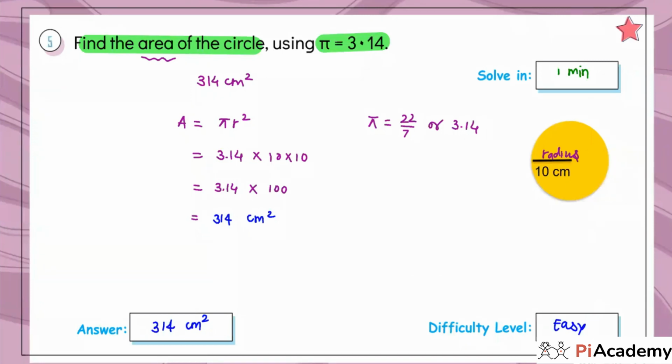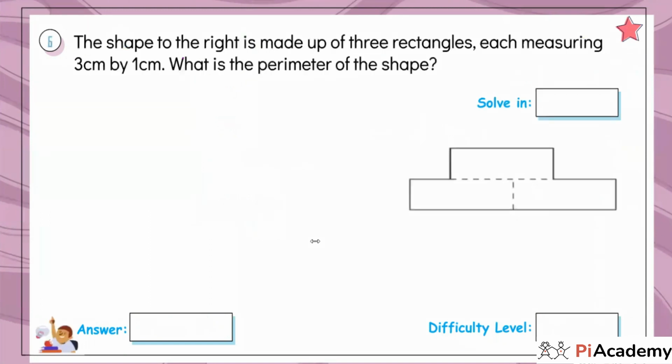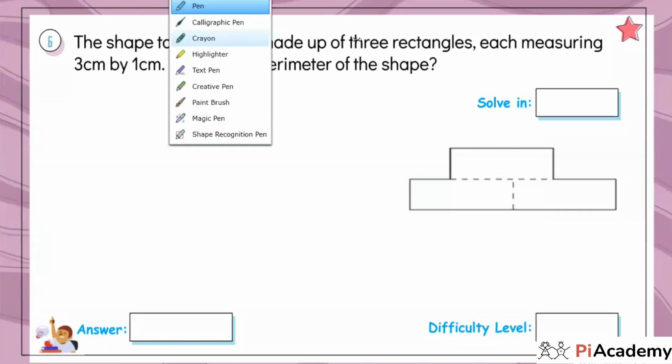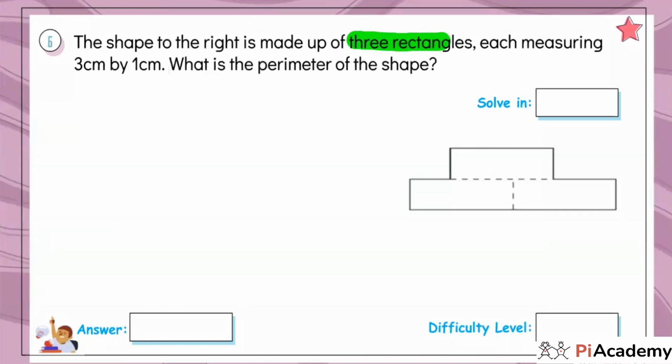Question number 6. So let me select who is going to read this question. Prithvi, can you please read this question? Okay, Sanjana, please. The shape to the right is made up of 3 rectangles, each measuring 3 centimeters by 1 centimeter. What is the perimeter of the shape?